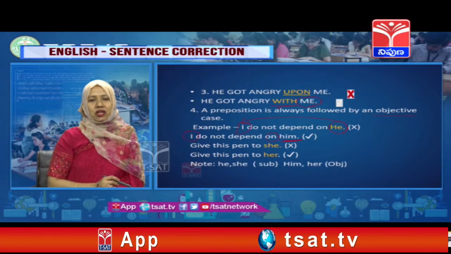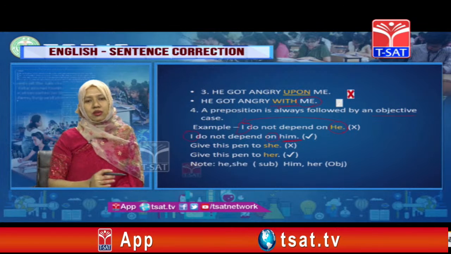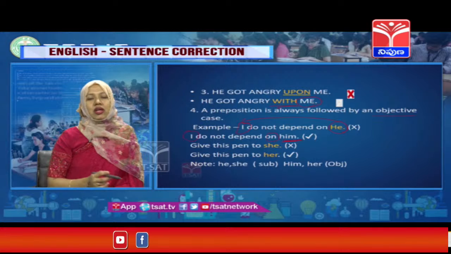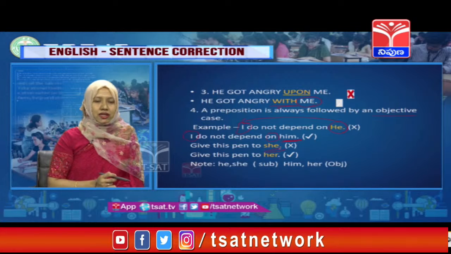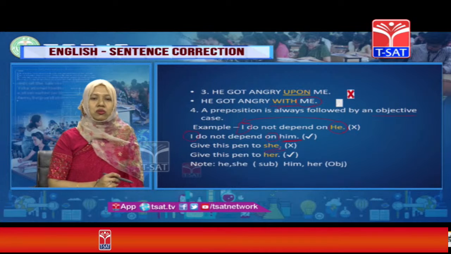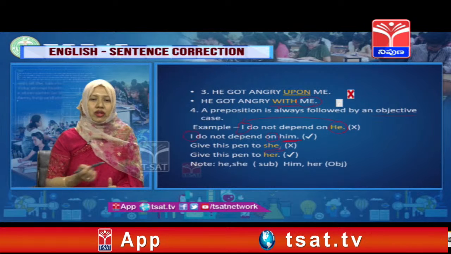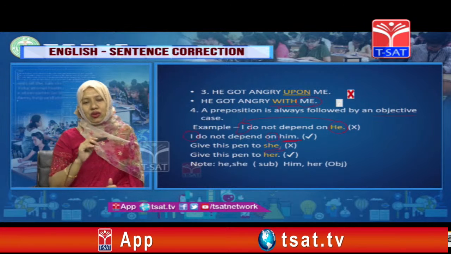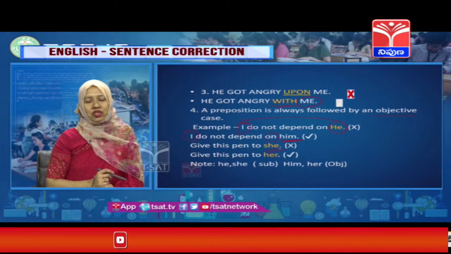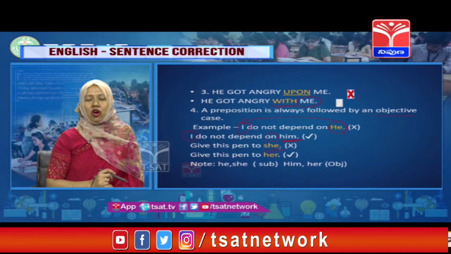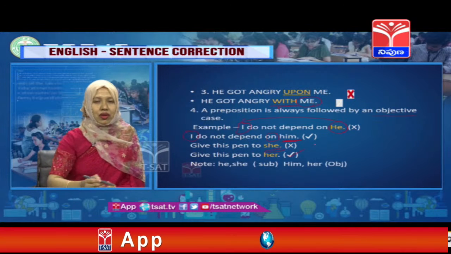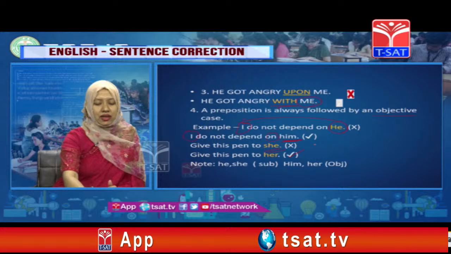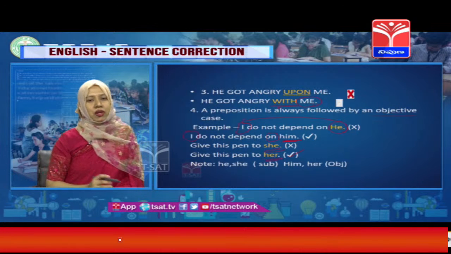Give this pen to she. Most of the students make this mistake. Again, "she" is a subjective pronoun, not objective. It cannot be used in the objective case. You can start the sentence with it, or use it in the subject place. "She" and "he" can be used in the subject place, but you cannot use them in the object place. Give this pen to her is the correct sentence. "Her" is a pronoun which is used in the object's place.